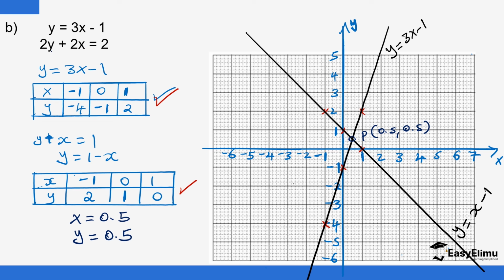This is 1: 0.5 times 2 is 1, 0.5 times 2 is 1, 1 plus 1 is 2. Let's check the first one: 0.5 on this side, the other side is 0.5 times 3 is 1.5, minus 1 is 0.5, which is equal to 0.5. So that is how you go about it.